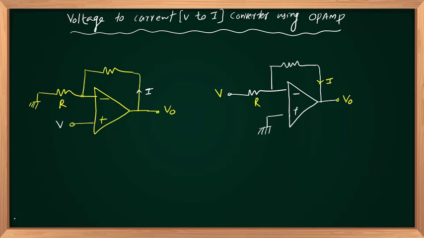Hi all. Today we are going to discuss different types of voltage to current converters using Opamp. In our earlier classes we have discussed a non-inverting amplifier and an inverting amplifier. Actually, these two circuits are converting the applied voltage into a current.